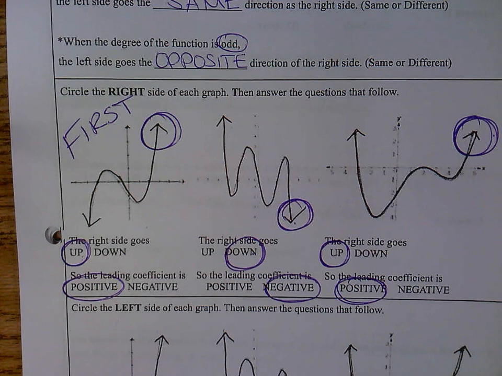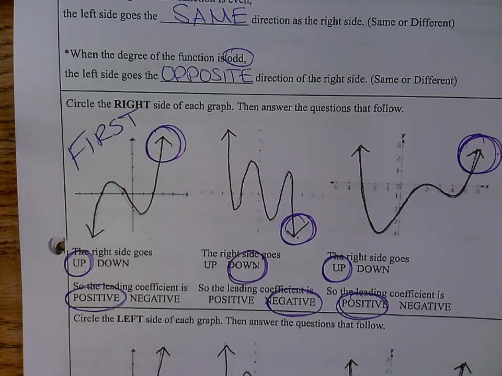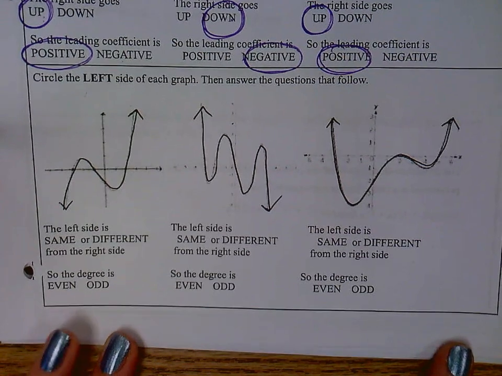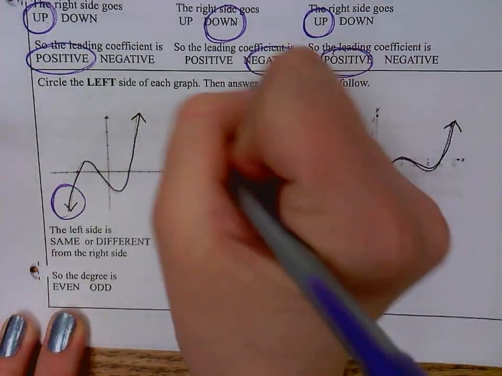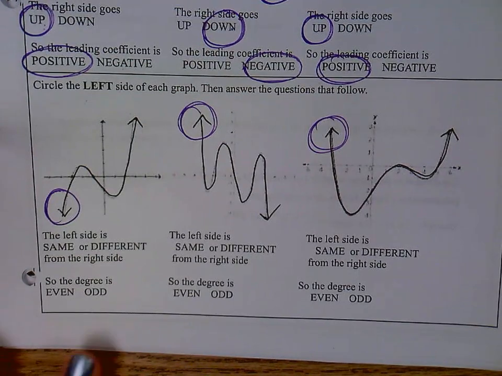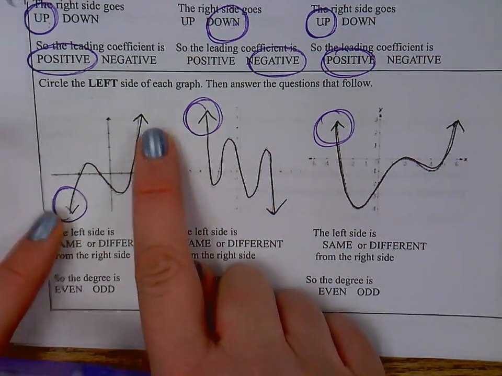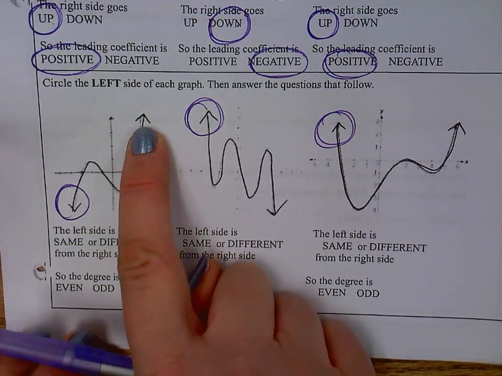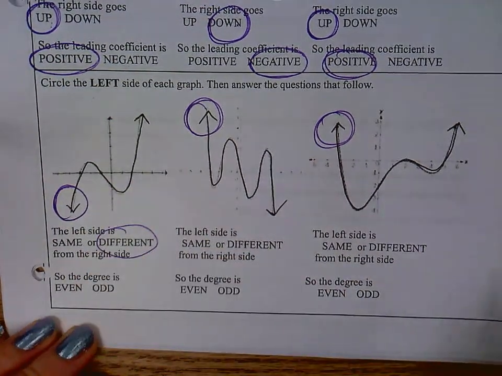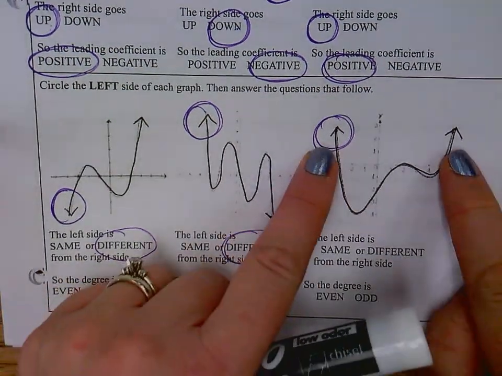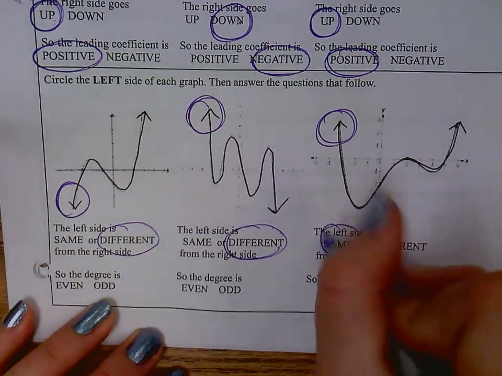So now I copied each of these graphs down below. They're the exact same graph, but now I'm asking you about the left side of the graph. So this time I wanted you to circle the left side, just so you have this to look back at. All right, what does left side mean? What does right side mean? Okay, so now you're going to tell me, is the left side the same or different from the right side? They're different in this first example, right? Pointing in different directions. Same thing on the second one, they're pointing in different directions. And then they're both pointing up, so they're in the same direction.